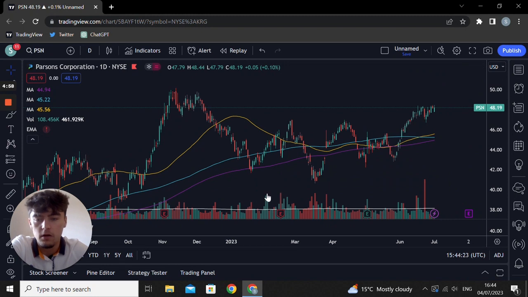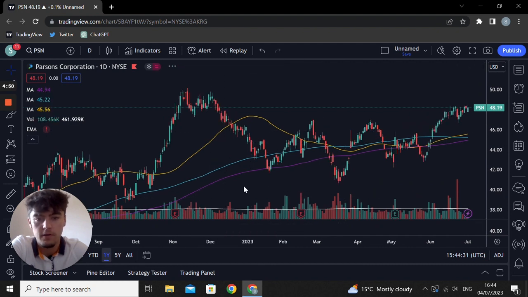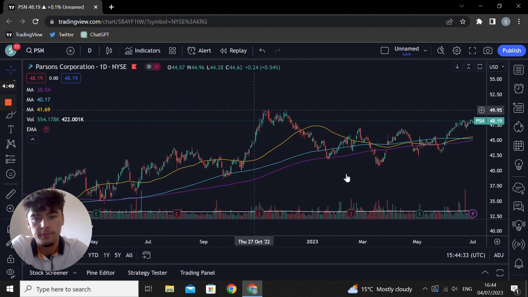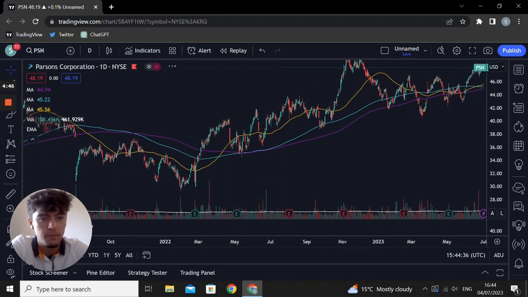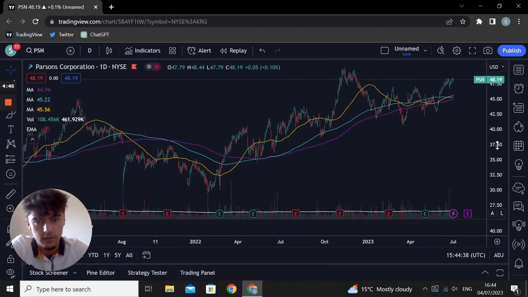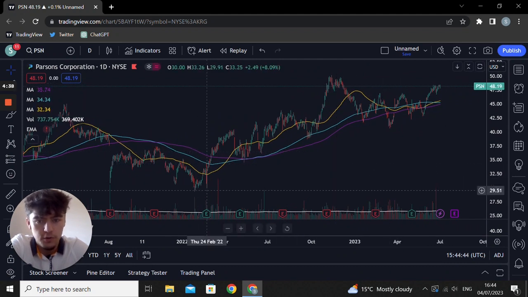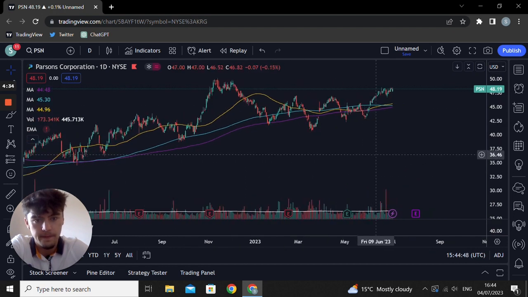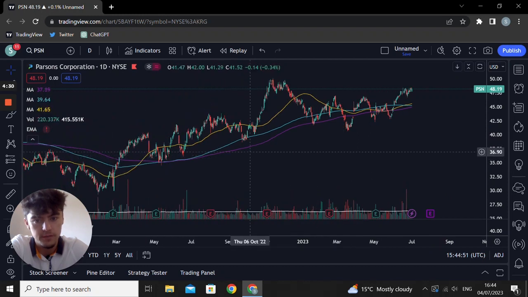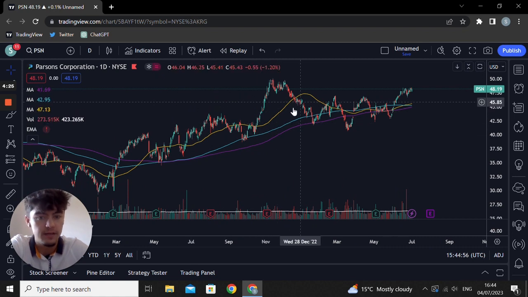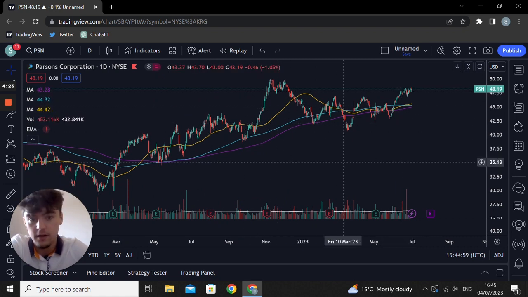So here's an example of a stock that's in a stage 2 uptrend and also has a volatility contraction pattern. So we have PSN here, Parsons Corporation. If we zoom out a bit, we're still on the one day candles. We can see it's been in a stage 2 uptrend since about May 2022. And then we have the stage 2, we have the 200 in an uptrend, the 150 above that in an uptrend, the 50 above that in an uptrend, and then price above that too.